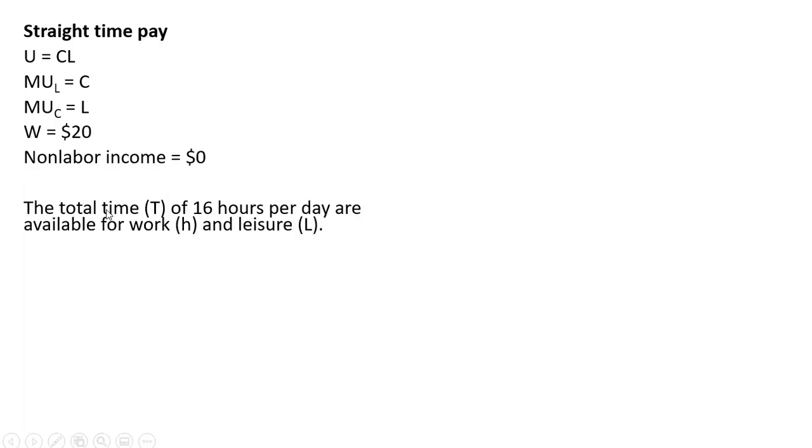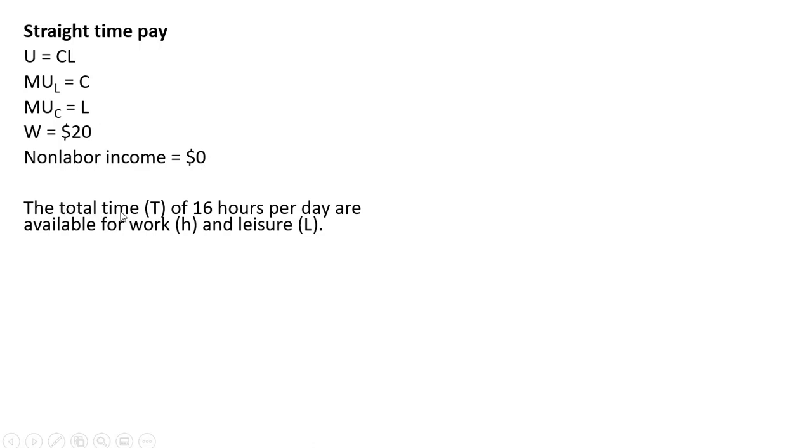It is a function of consumption and hours of leisure, L. The marginal utility of leisure equals C. If we just take the partial derivative of this utility function, we'll get back C. And we're going to get the marginal utility of consumption, measured in dollars, and that is going to equal L. Again, if we take the partial derivative of the utility function, but this time with respect to C, consumption, we'll get back L. The market wage is $20 an hour, and we're going to have non-labor income equals 0.